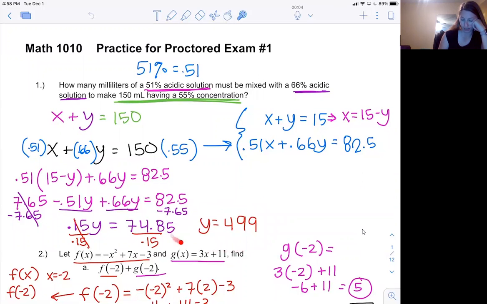But the point is I'm going to have some y value, and once I find my y, I can plug this back into this equation to find my x. Because they want to know how many milliliters of my x and how many of my y. So I'm trying to solve for x and y. So that's what you would do.